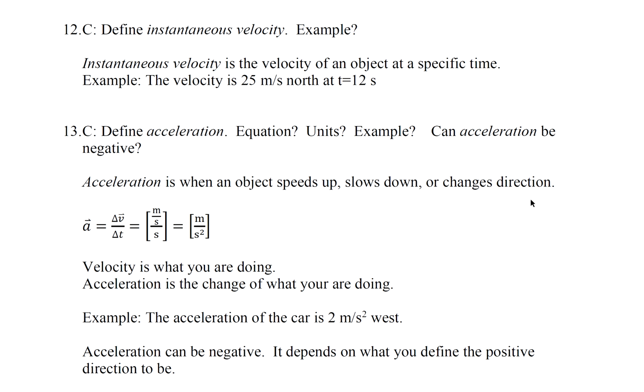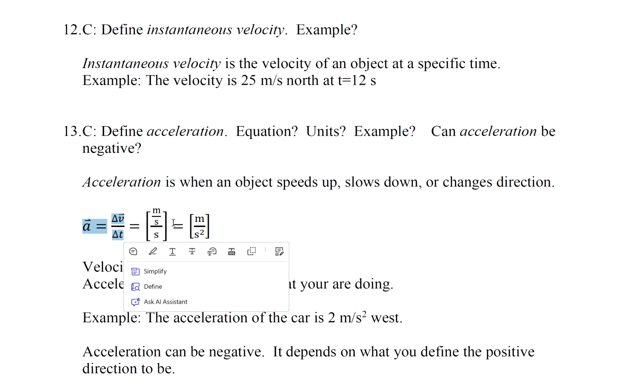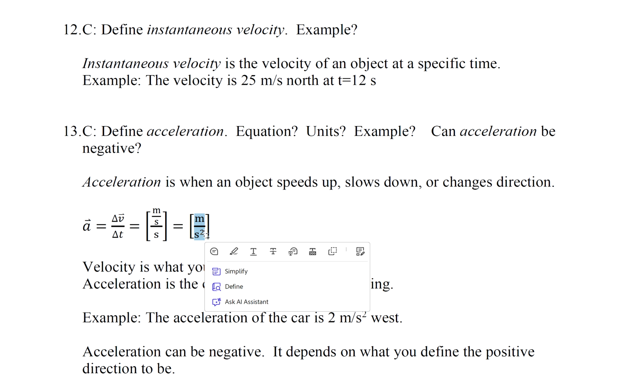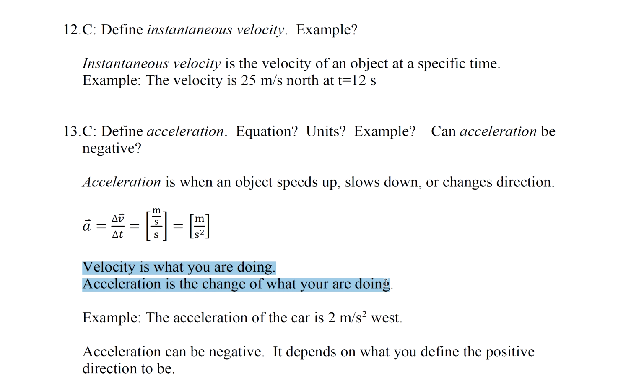Question 13, define acceleration. It's when an object speeds up, slows down, or changes direction. So acceleration is delta v over delta t. It has units of meters over seconds squared. Memorize that. So velocity is what you're doing. Acceleration is a change of what you're doing.